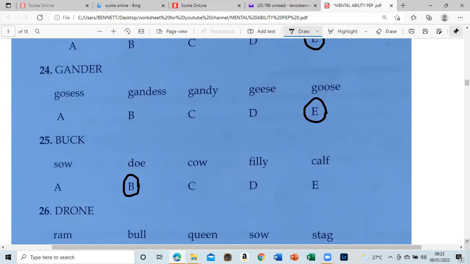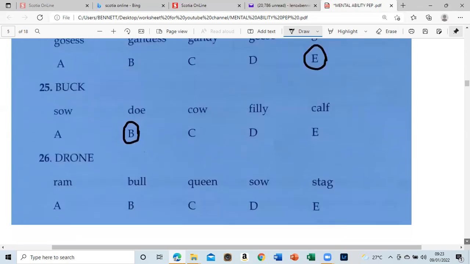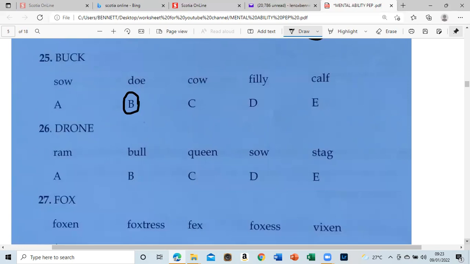All right, let's look at 26. Let's see if we can. You guys see 27 at the same time? Yes, all right. So we go and read 27 also. So 26 says drone. Is it ram? Is it bull? Is it queen? Is it sow? Is it stag? And 26 is queen.